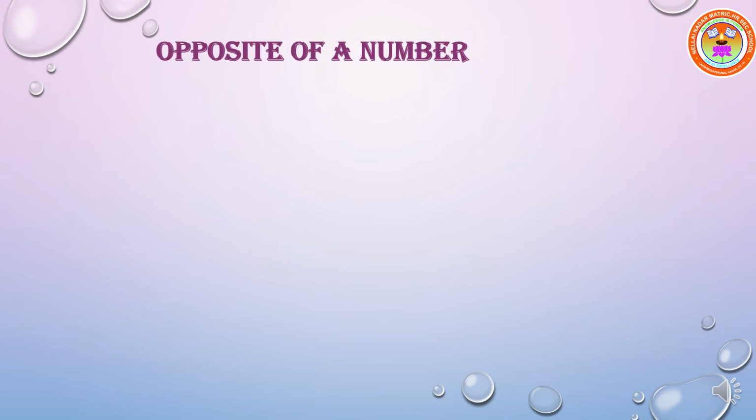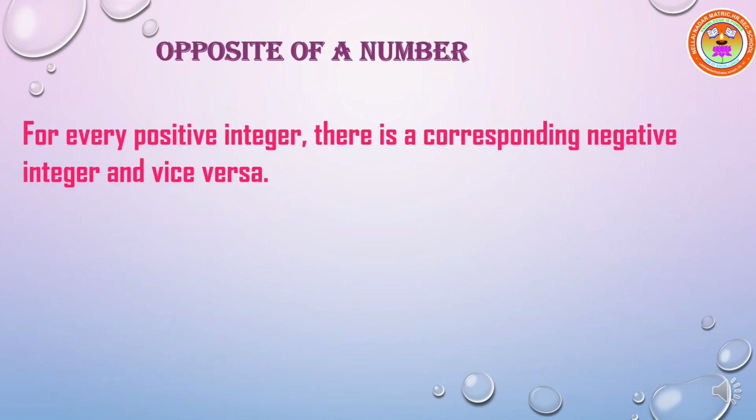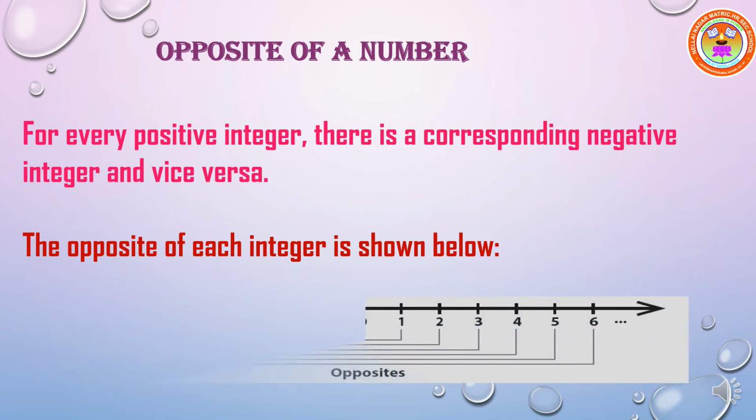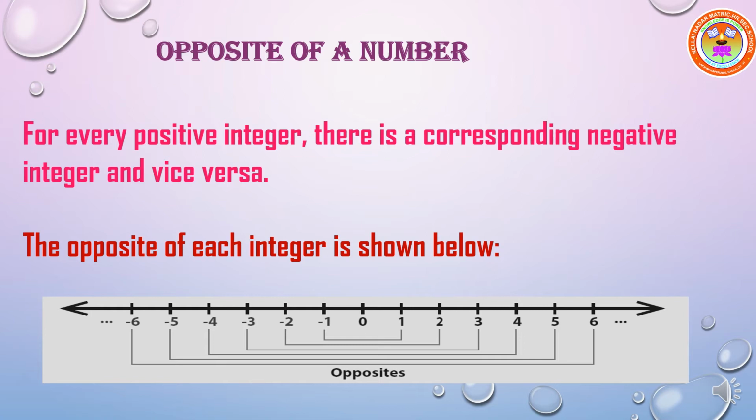Opposite of a number. For every positive integer, there is a corresponding negative integer and vice versa. So for every positive integer, there is a corresponding negative integer. The opposite of each integer is shown below. So now we have represented a number line and we have drawn the opposites of each of the numbers. So for 1, the opposite number is -1. Similarly for 2, the opposite is -2. For 3, it is -3, and so it goes on. Okay, children?